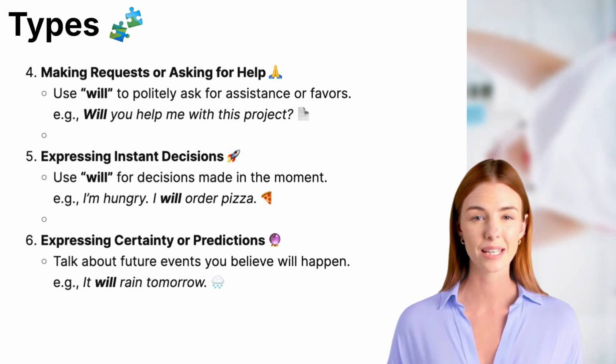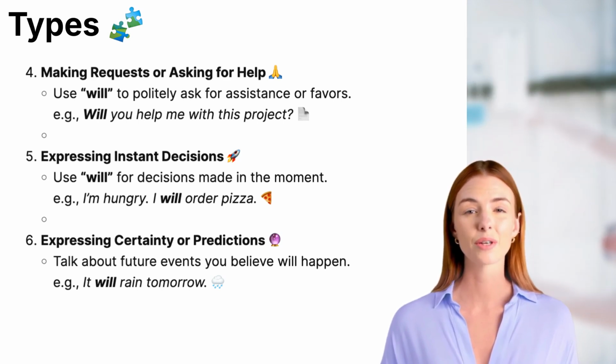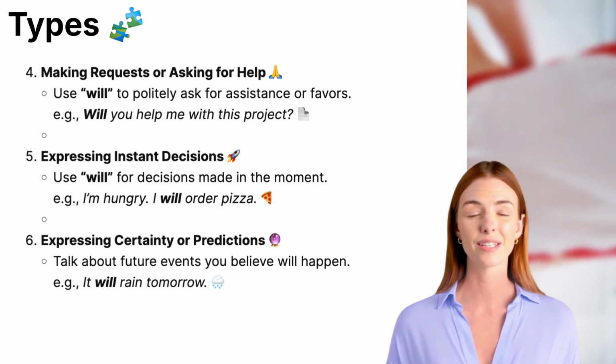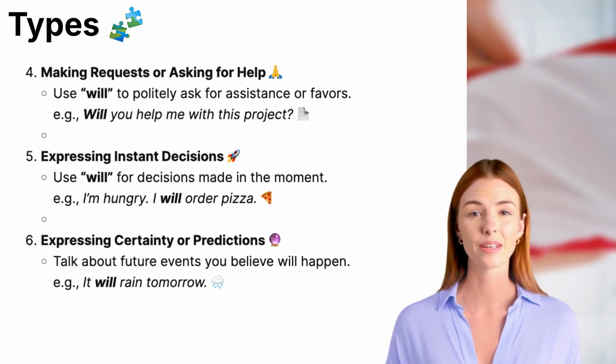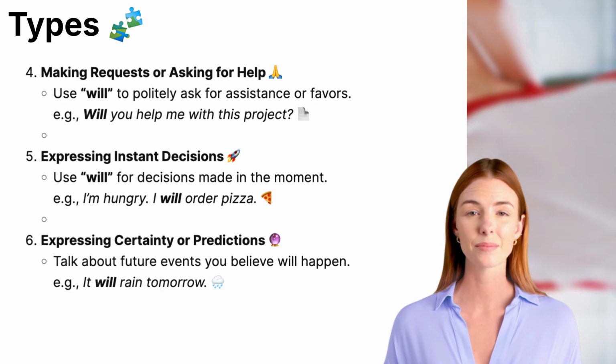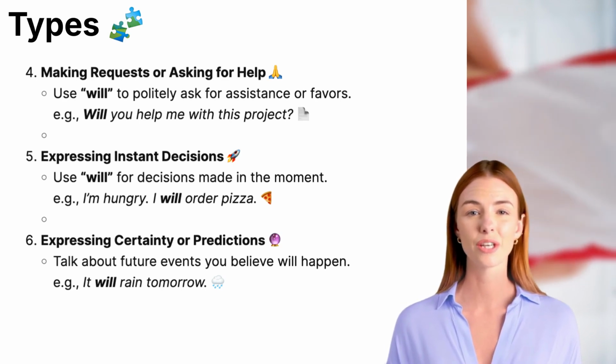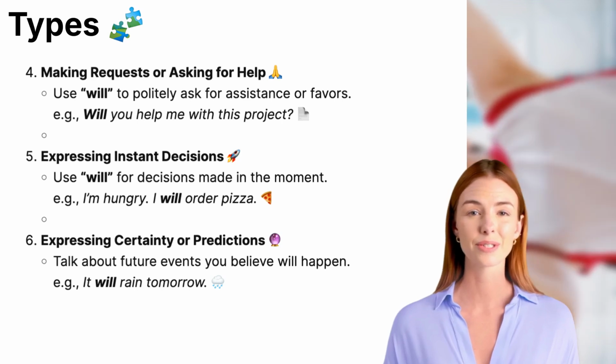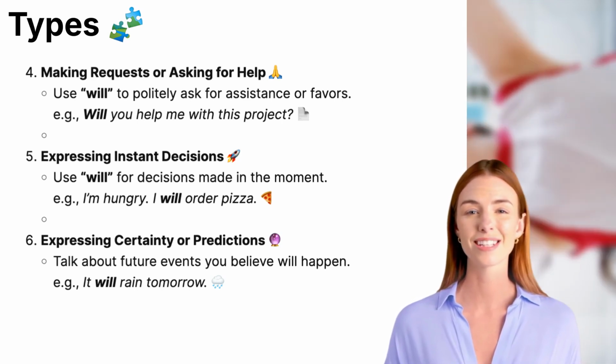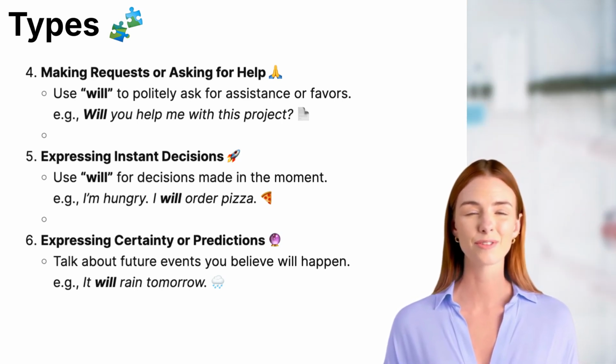6. Expressing certainty or predictions. Will is used to talk about things that are expected or likely to happen. Example: It will rain tomorrow. This is a prediction about the weather. More examples: She will be a great doctor one day. The economy will improve next year.